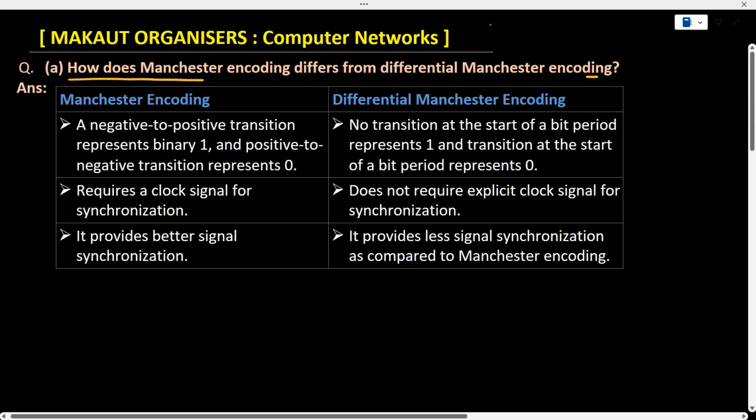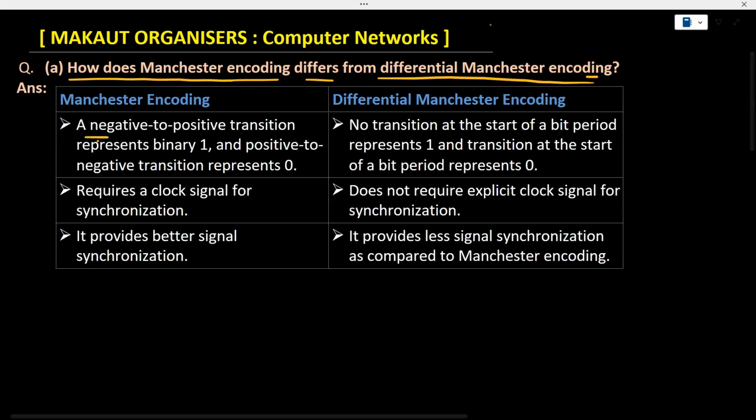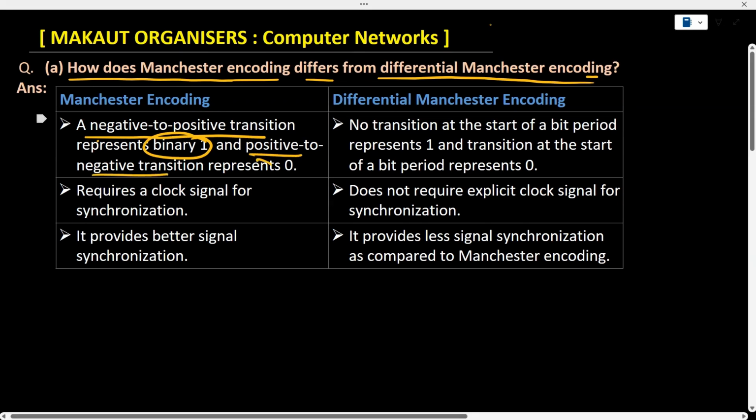The question says, how does Manchester encoding differ from differential Manchester encoding? There are a few differences. In Manchester encoding, a negative to positive transition represents binary 1 and a positive to negative transition represents 0.